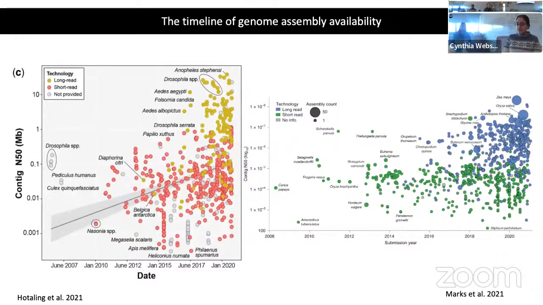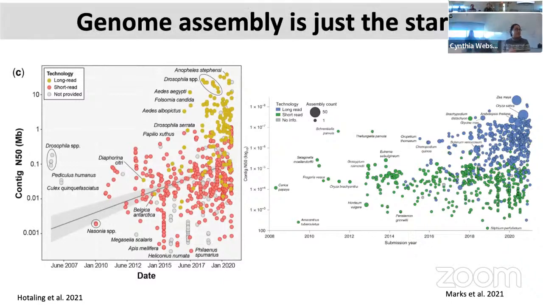Genome assembly is just the start. Over the past 20 years, we've seen a rapid growth of sequencing efforts, along with improved contiguity of genome assembly and the emergence of long read technology. You can see that there's a positive trend of the availability of genome assemblies. You can also see that due to the emergence of long read technologies, assemblies also have higher contiguities. So although there's this boom of genome assemblies, it's just the start.